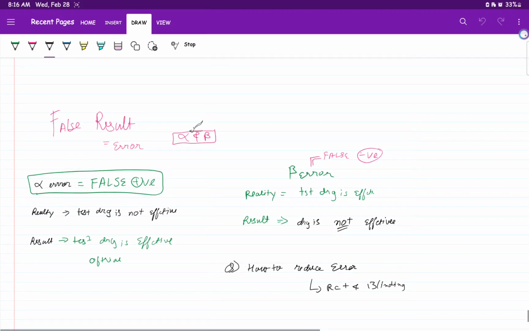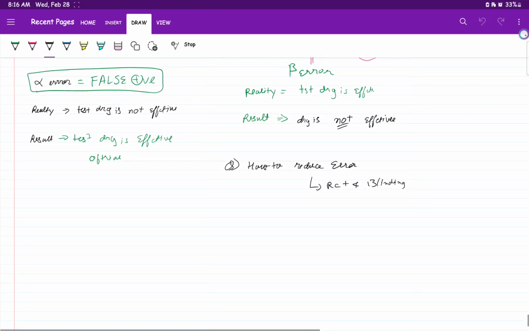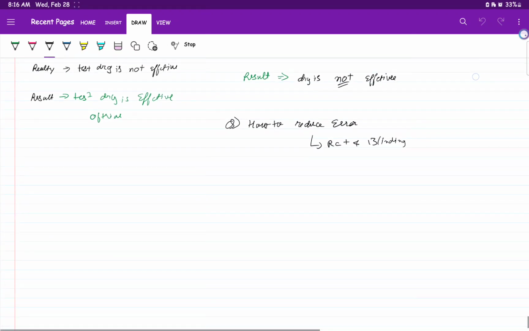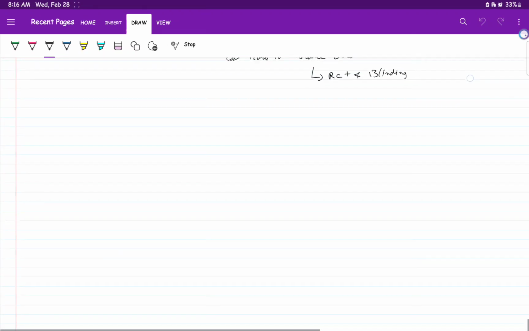False results are errors of two types, alpha and beta. In alpha error, actually the drug is not effective, but the result shows that the drug is effective. In beta error, actually the drug is effective, but the result shows it is not effective. How to reduce error? By doing RCT and blinding.